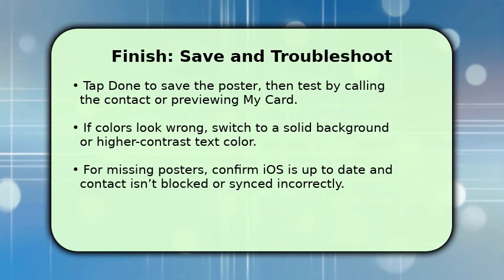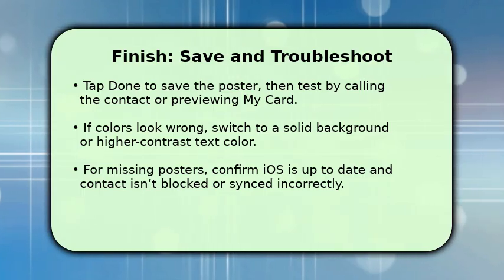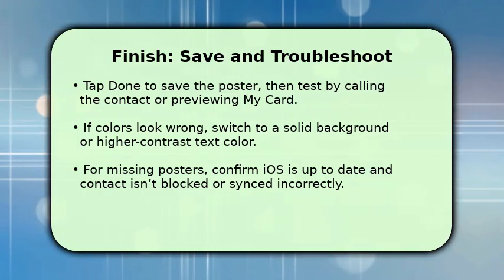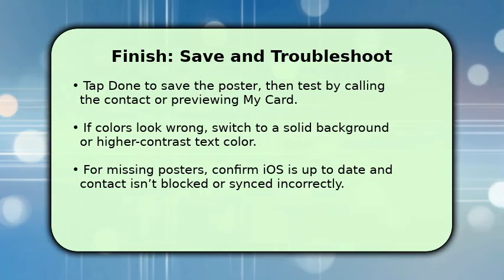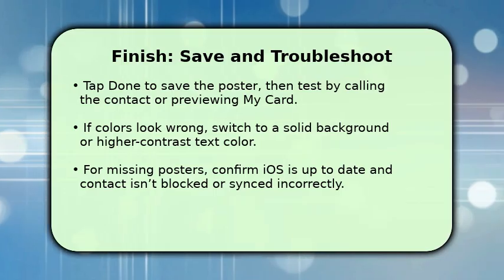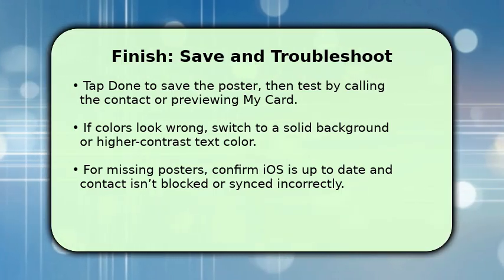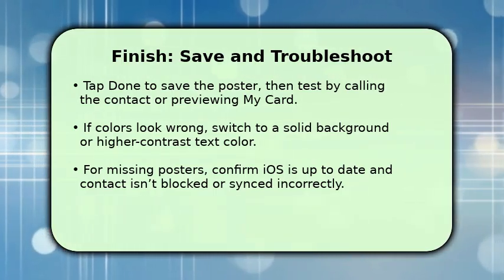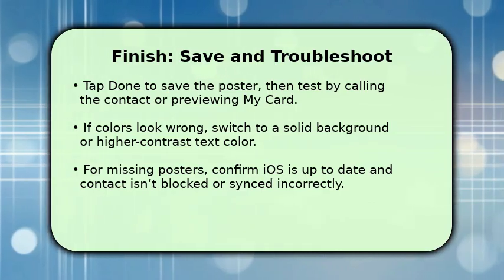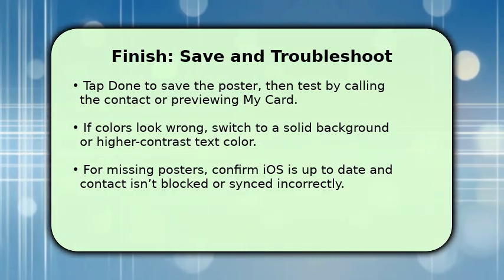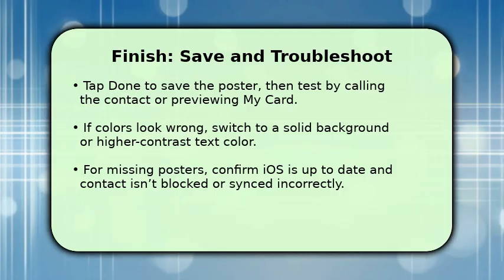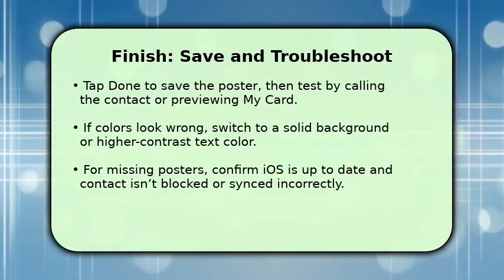Call the contact or view My Card to confirm appearance across light and dark modes. If text or elements blend into the background, switch to a solid color or pick a higher contrast text color so names remain readable. If the poster doesn't show, make sure iOS is current and verify the contact isn't duplicated, blocked, or missynced with other accounts. If problems persist, toggle Contacts Access in Settings and retry the edit.